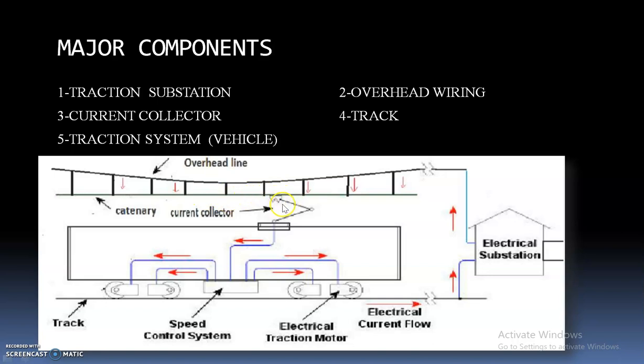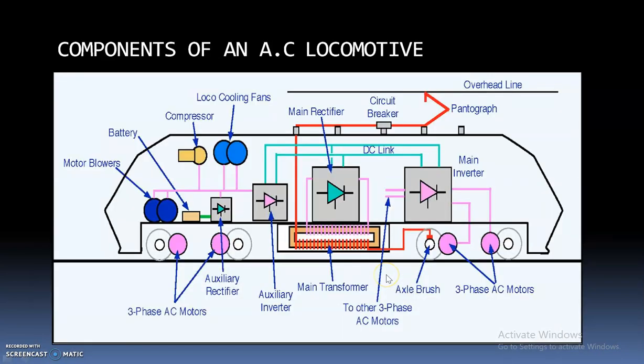From this the power is collected from overhead lines through the pantograph, and it is applied to the speed control system. From the speed control system the supply is given to the electrical motors, and it is driving the locomotive. And the return path is provided through the track. This is how electric traction works.